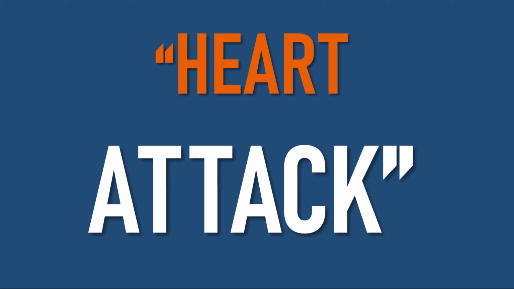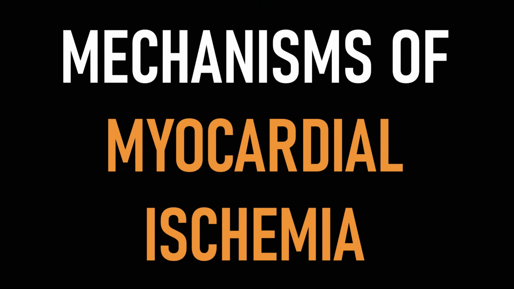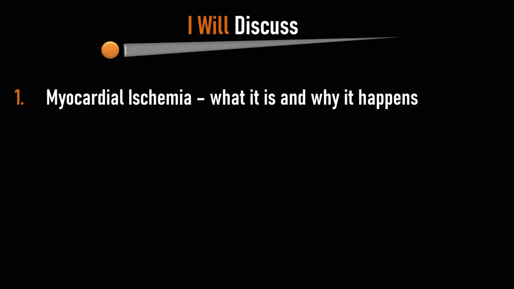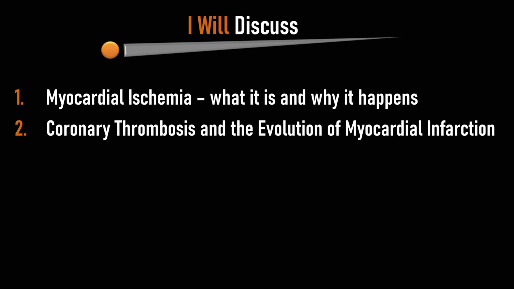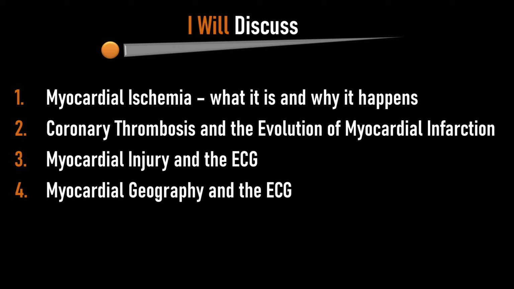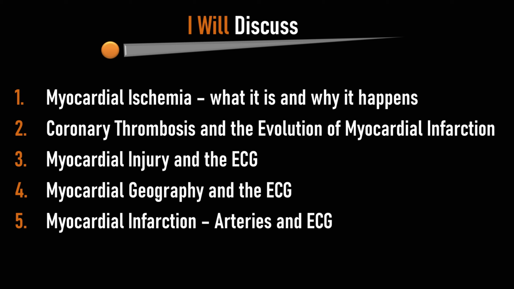This tutorial is about acute ischemic episodes. The next tutorial looks at how it's treated. Mechanisms of myocardial ischemia. In this tutorial, I will discuss myocardial ischemia, what it is and why it happens, coronary thrombosis and the evolution of myocardial infarction, myocardial injury and the ECG, myocardial geography and the ECG, myocardial infarction, arteries and the ECG. Let's look at 3 clinical scenarios.